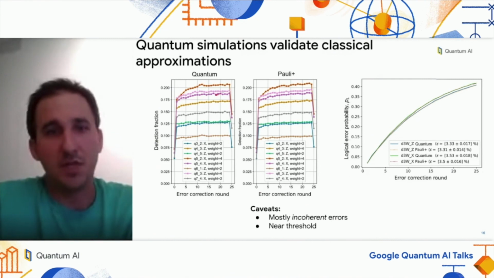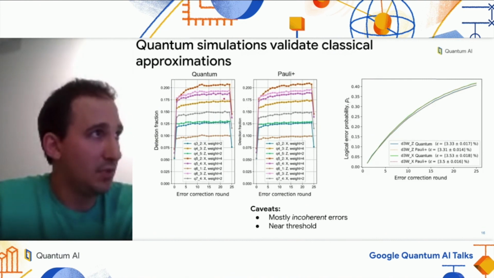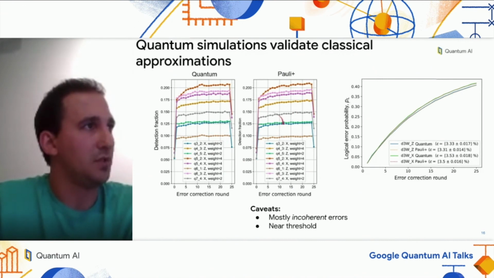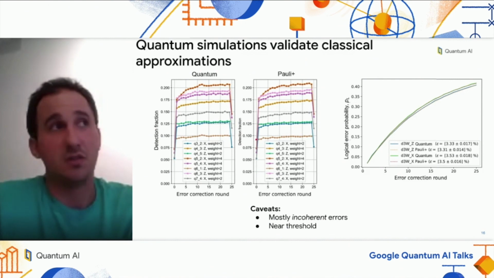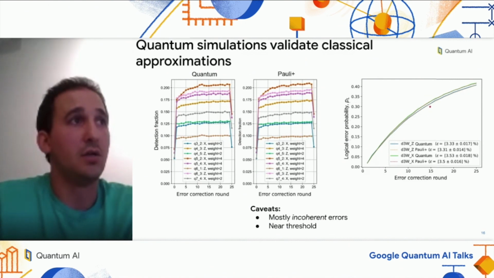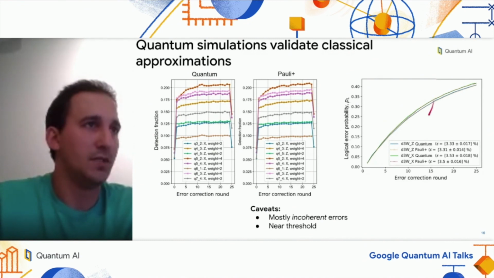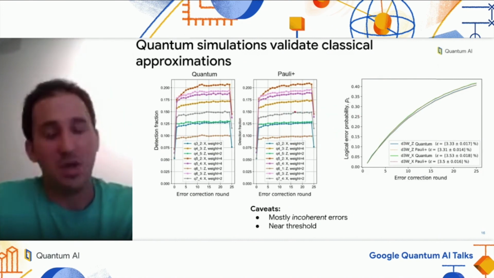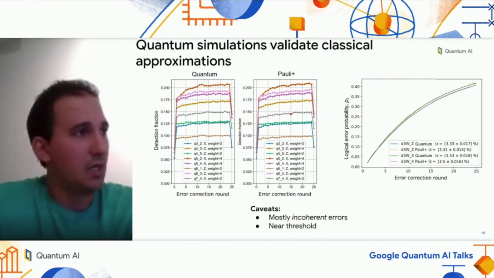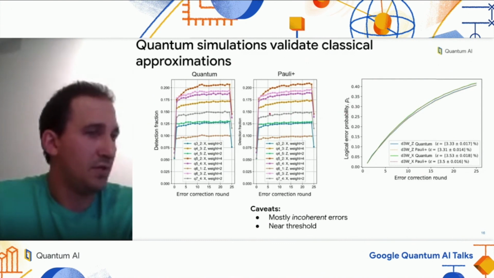So you see that there's actually a surprising amount of agreement between the quantum simulation and the classical simulation, both in the detection event fractions, the detection event statistics, and here in the logical error probabilities that are observed. Here the two curves correspond to the Z basis and X basis experiment. The amount of agreement is actually quite surprising. In other results in the literature, there wasn't this much agreement.